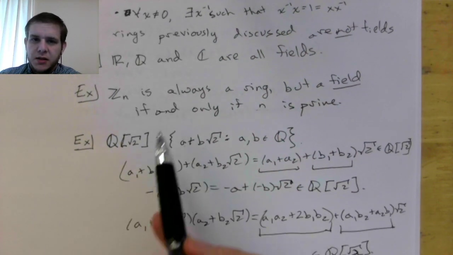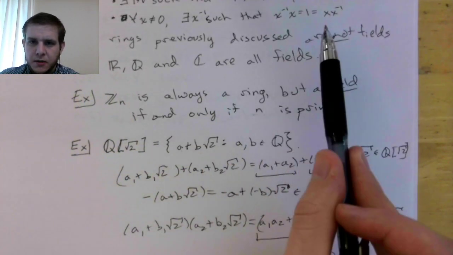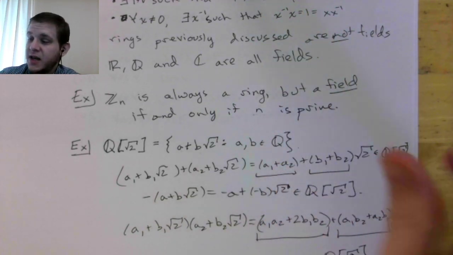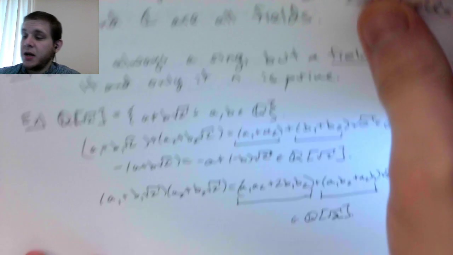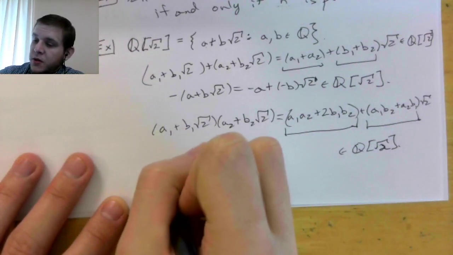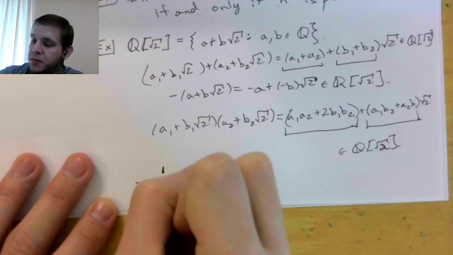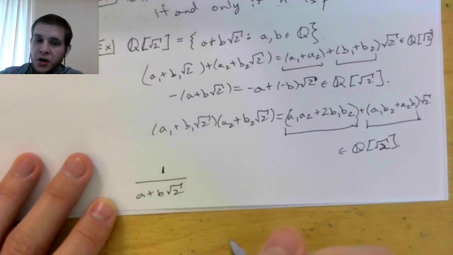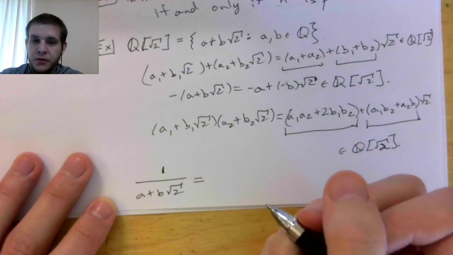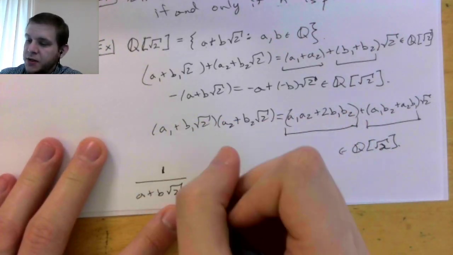And finally, I need to check that every element has its inverse, and this is the last computation to check for Q adjoining the square root of 2. So I need to check that 1 over a plus b times the square root of 2 belongs to Q adjoining the square root of 2. And this is something maybe you've all done before, hopefully. How do I do this?